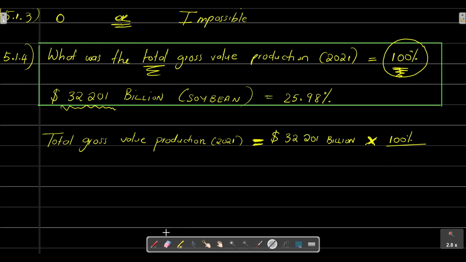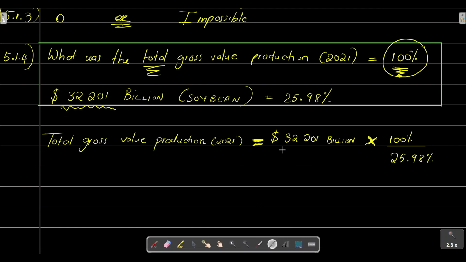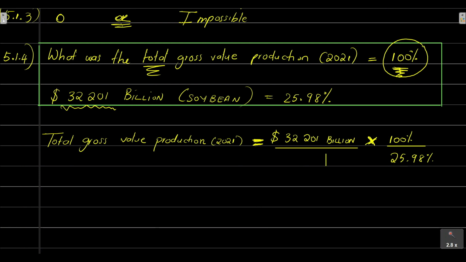And you're going to divide it by what you have. What does this value that we have represent? It represents the percentage for the soybeans, which is 25.98%. So you multiply by what you want, the total gross value of production, and you divide by what you have, 25.98%.